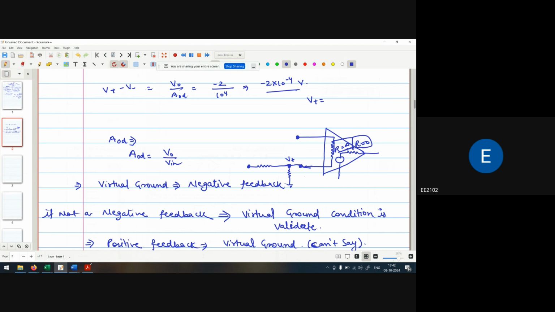Apply the voltage divider biasing. So V plus is Vi into 1 into 10 raised to the power 3 upon the addition of these two resistances: 1 into 10 raised to the power 6 plus 1 into 10 raised to the power 3.